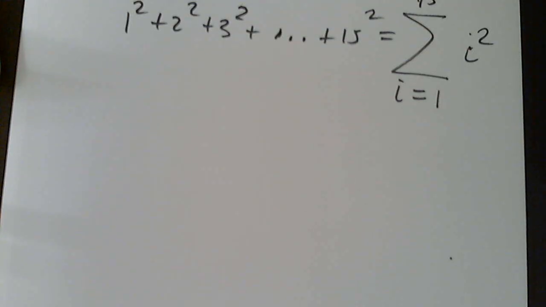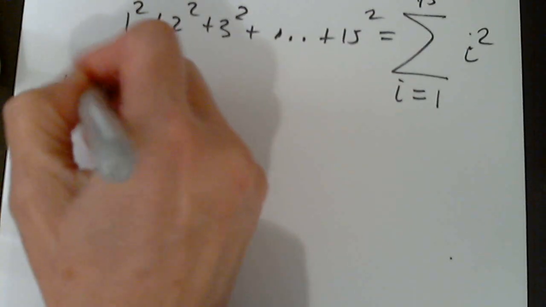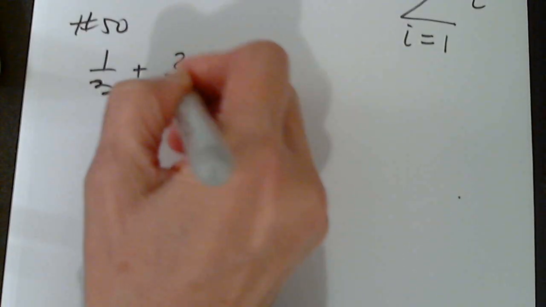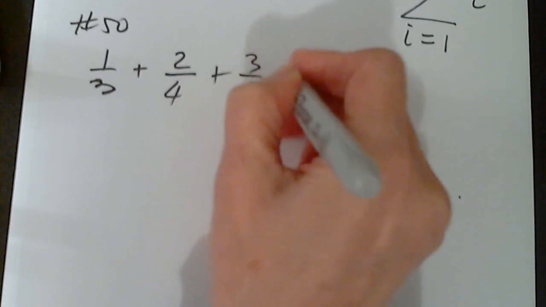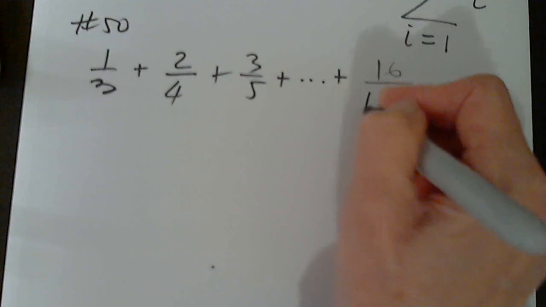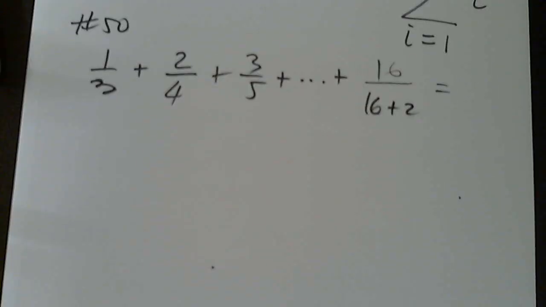Okay, let's look at 50. In 50, we have 1/3 plus 2/4 plus 3/5 plus dot dot dot plus 16 over 16 plus 2. Okay, let's see how we come up with this one.